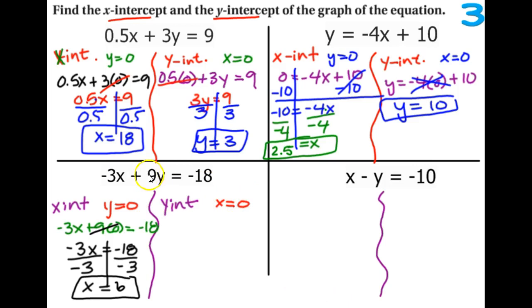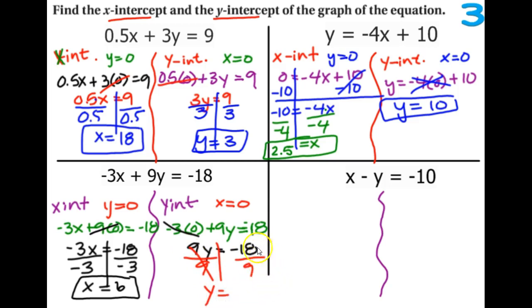Same thing over here, but plugging in x is 0. Negative 3 times 0 plus 9y equals negative 18. So that makes 0. We have 9y equals negative 18. And then just divide by 9. 9 over 9 is just 1. And 18 divided by 9 is 2. So negative 2 is our answer.